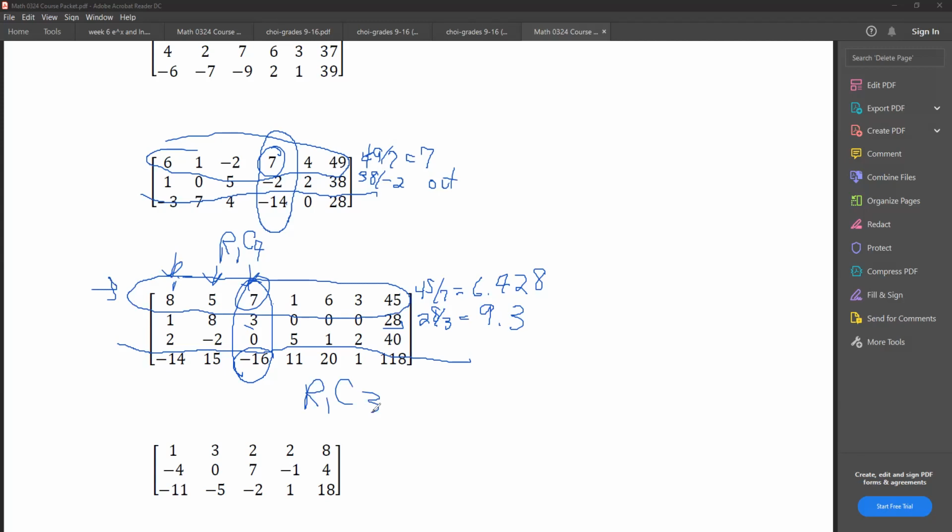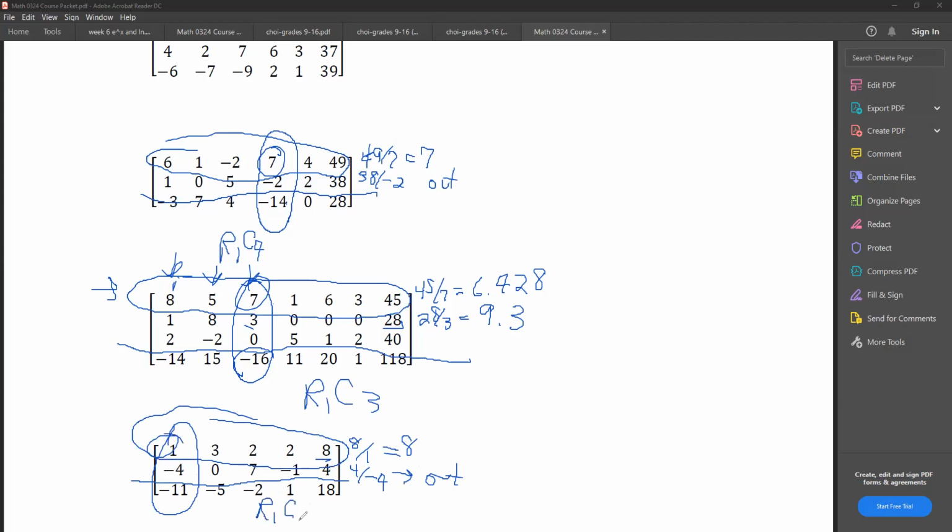One more example, and then we'll end this 4.2. First, the most negative number, -11. There it is. Do your ratios. 8 divided by 1 is otherwise known as 8. 4 divided by -4 is negative, so we throw out negatives. That tells me again that row 1 is my pivot row. So the element that I'm going to pivot around is row 1, column 1.